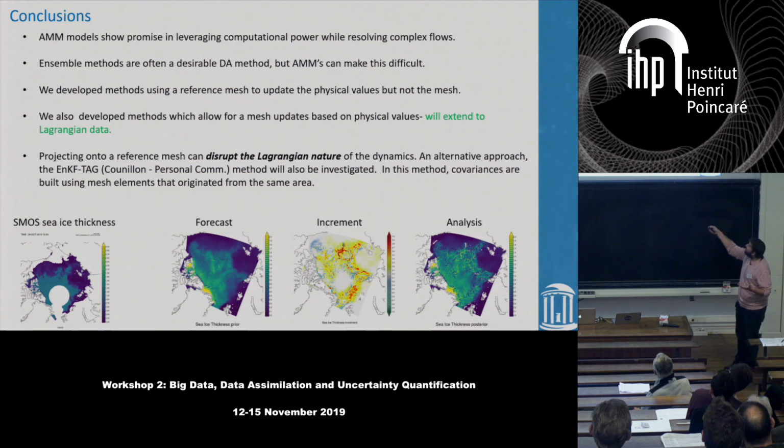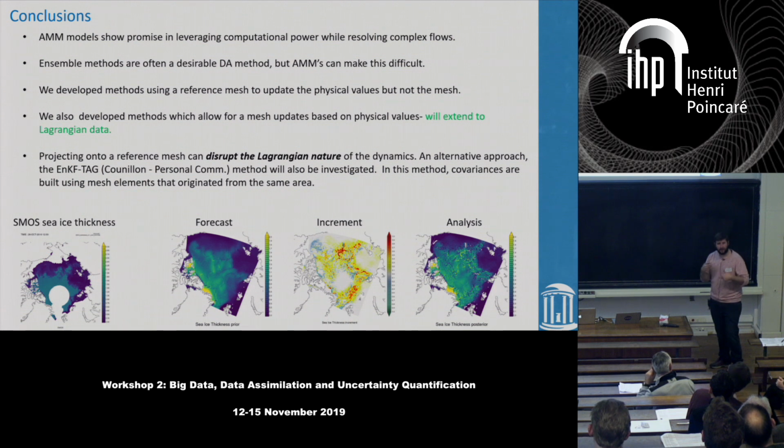Here we've developed some methods, both using a reference mesh to do it, but also using a mesh where we actually update the locations as well as the physical values. We've not done that with the Lagrangian data. That's probably where it's really a good idea to think about how you'd want to update the mesh, but we'll extend that. There's another method, too, that's been used.